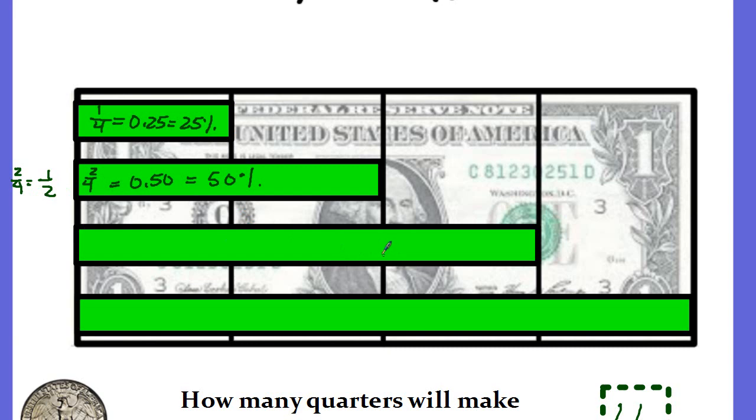Okay, let's add another quarter. We now have 3/4 of our dollar. 3 quarters out of 4, 3 quarters is 75 cents. 75 cents out of 100 cents is 75%. And then of course if you add another quarter, then you have your whole dollar. 4 quarters out of 4 make a whole dollar, which is your 100%.